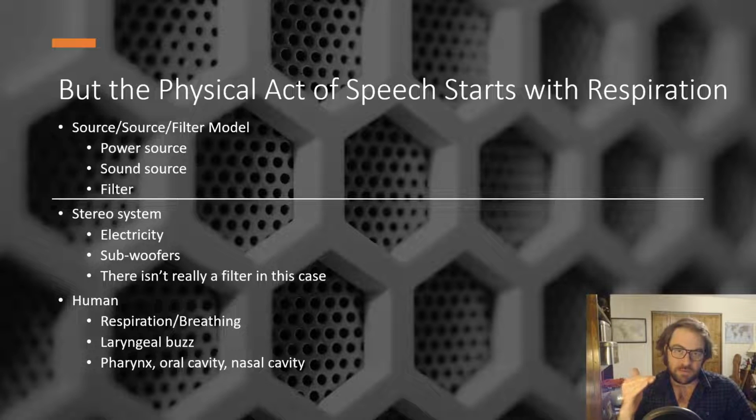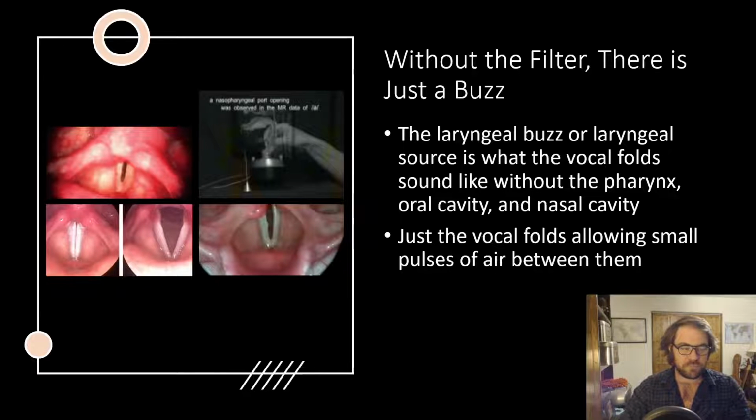In the human, the power source is respiration or breathing. So what's the electricity in your stereo is our breathing. The laryngeal buzz is the sound source. And then we have a filter on top of that, which is the pharynx, the oral cavity, and the nasal cavity. And that molds the laryngeal buzz into all of these different phonemes that you're hearing right now. Without the filter, it's just a buzz.